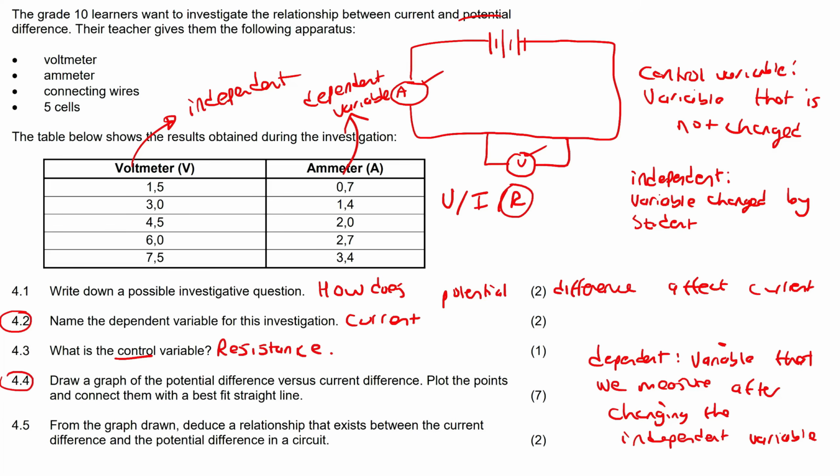This question says, draw a graph of the potential difference versus current. So that's going to be very easy, because we literally have the values. I don't know why they said the word difference. That's a mistake. It just meant current. Plot the points and then connect them with a best fit line.